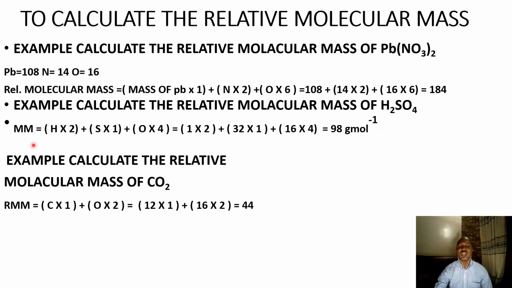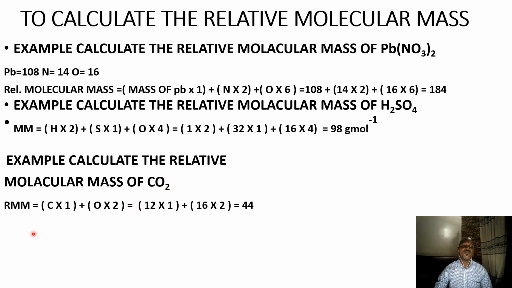Remember, this is molecular mass. Molecular mass has a unit of gram per mole, while relative molecular mass does not have a unit. Another example is calculate the relative molecular mass of carbon(IV) oxide. Carbon(IV) oxide is CO2.